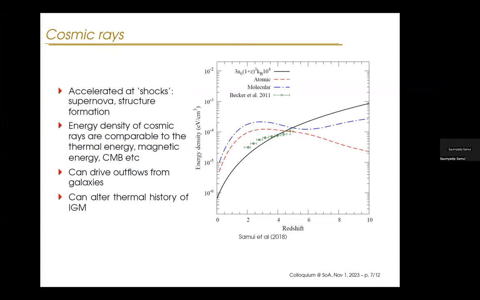People think that maybe active galactic nuclei could be one possibility. Another possibility is structure formation shocks. Structure formation shock means when you are forming galaxies or clusters of galaxies, their gas also gets shocked. And in those shocks, you may generate such highly energetic particles. And how do you accelerate them? There is something called Fermi acceleration by which you can accelerate charged particles where you produce a shock.